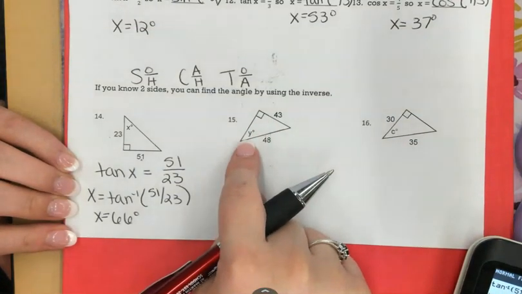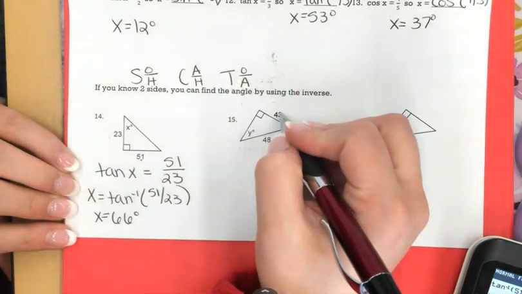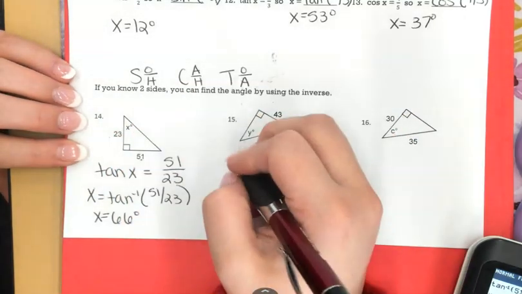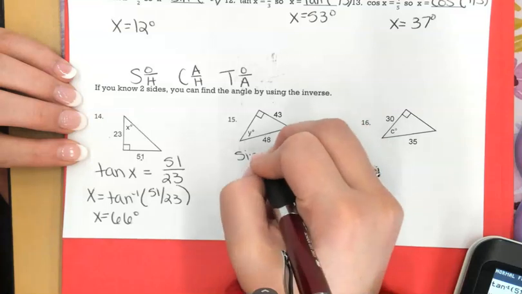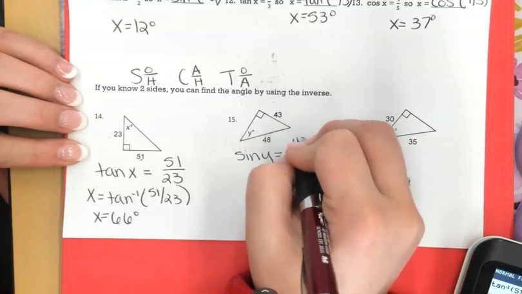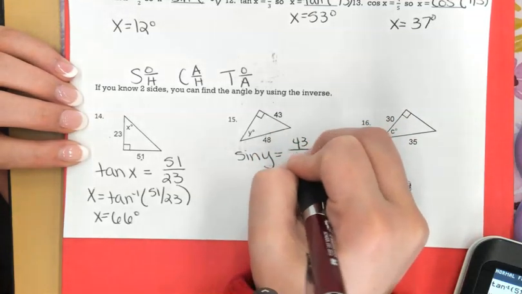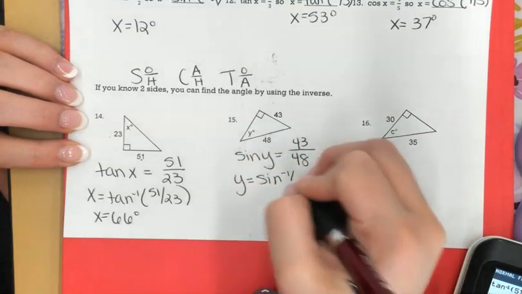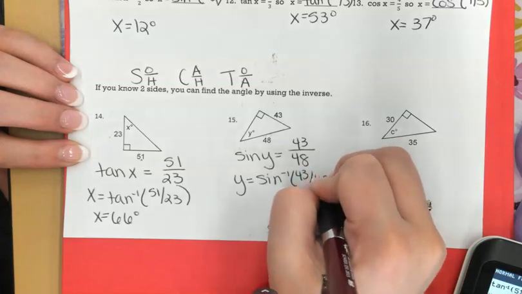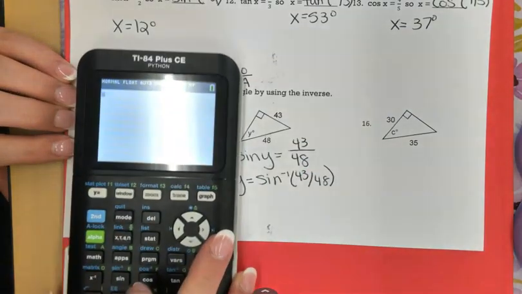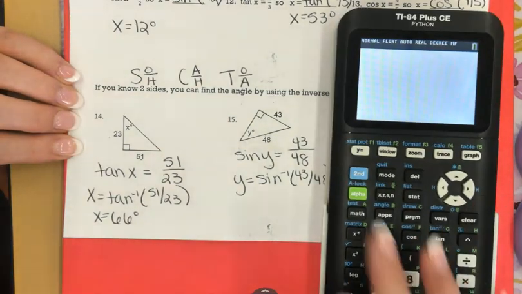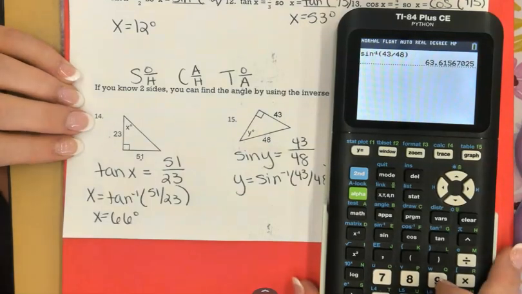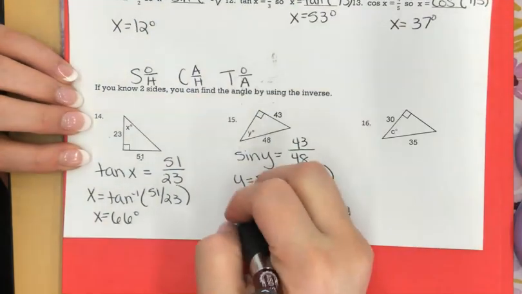Moving on to 15, y is the angle I want to find, and I'm given the opposite and hypotenuse. The ratio that uses opposite and hypotenuse is sine, so the sine of y is going to be opposite, 43, over hypotenuse, 48. So to find y, I'm going to do the inverse sine of 43 divided by 48 in my calculator. And I get about 64 degrees.